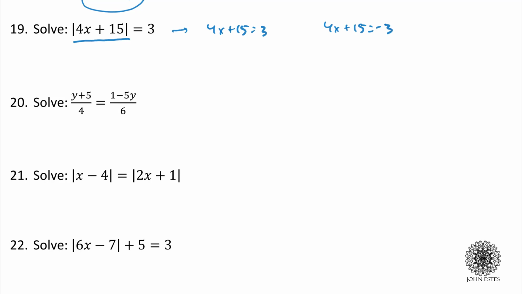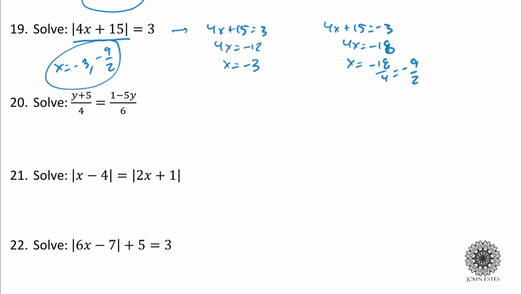Okay, so from the first one, I subtract the 15 over, and then I just divide by 4. So I end up with x equals negative 3. And the second one, I subtract the 15 over, and I divide by 4, so I get negative 18 fourths, which would be negative 9 halves. So as a solution, I have negative 3 and negative 9 halves.